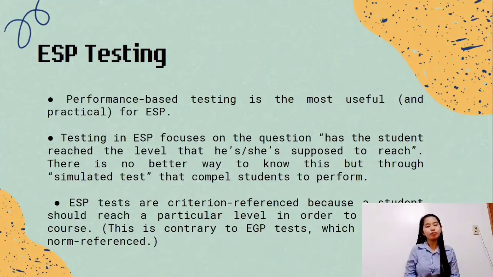So then, the learner's performance can be judged over a range of tasks that needs to be sampled using a variety of instruments and procedures. So the second one is testing in ESP focuses on the questions. Has the student reached the level that he or she is supposed to reach? There is no better way to know this but through simulated tests that compel the students to perform.